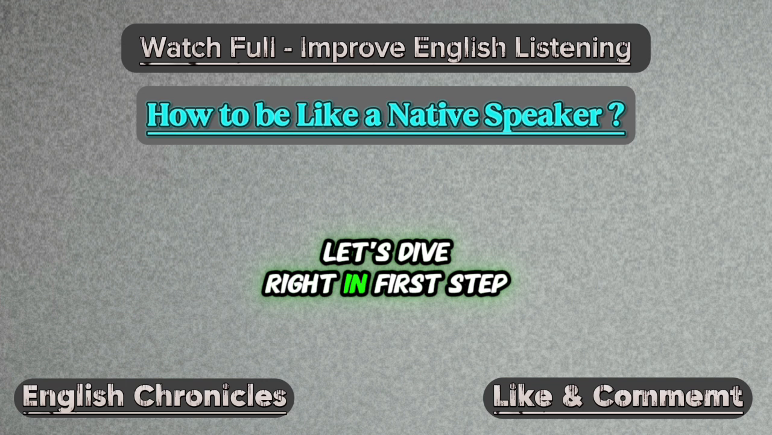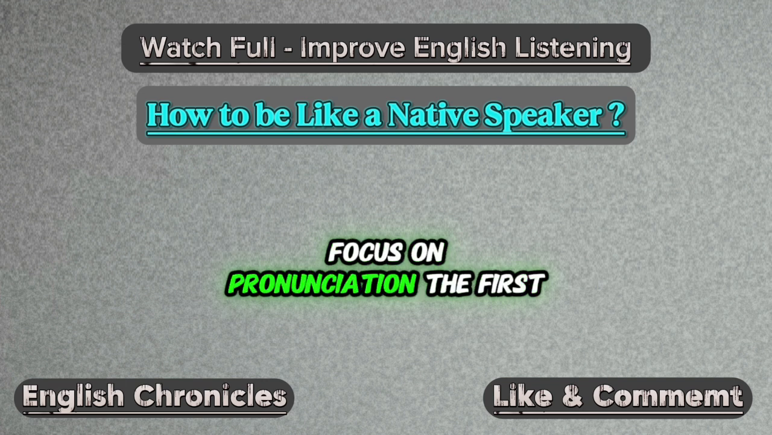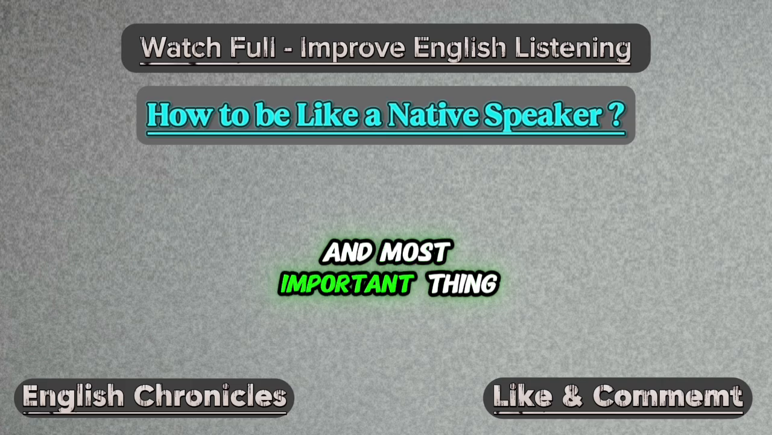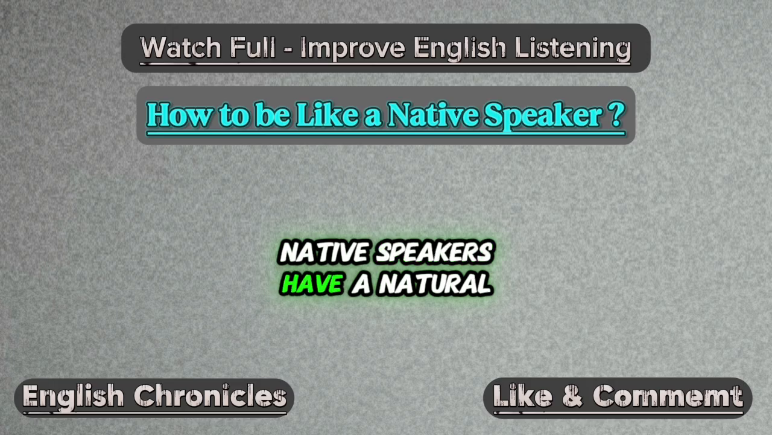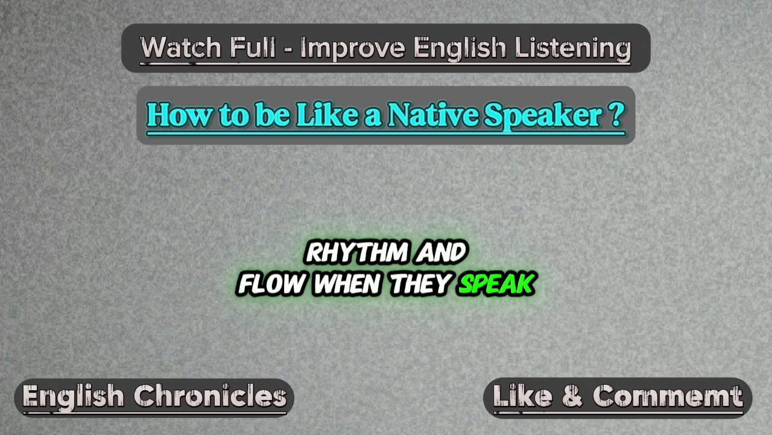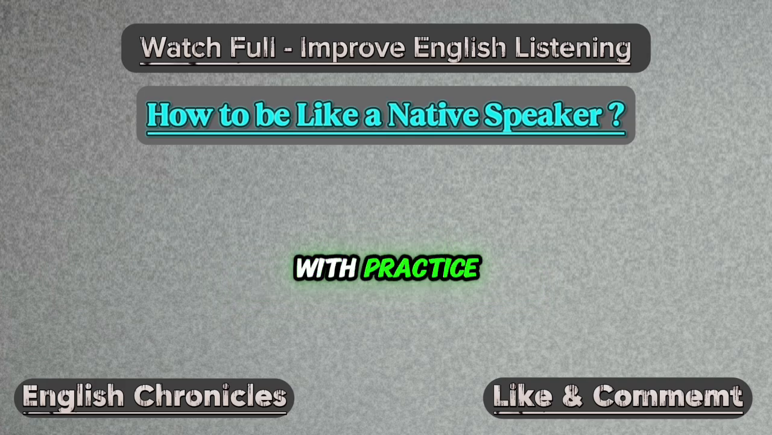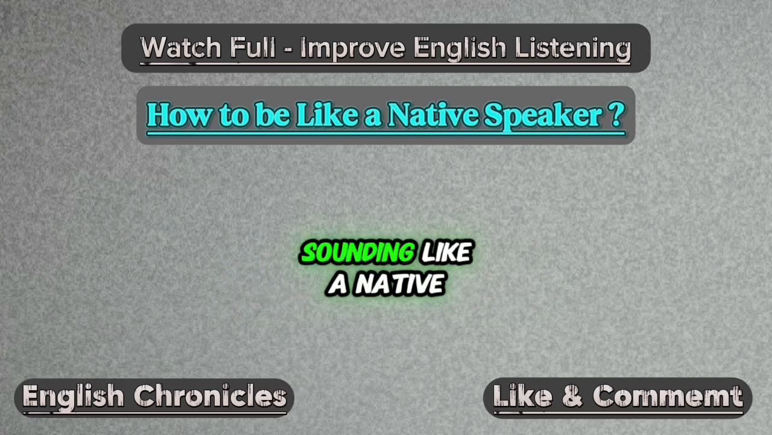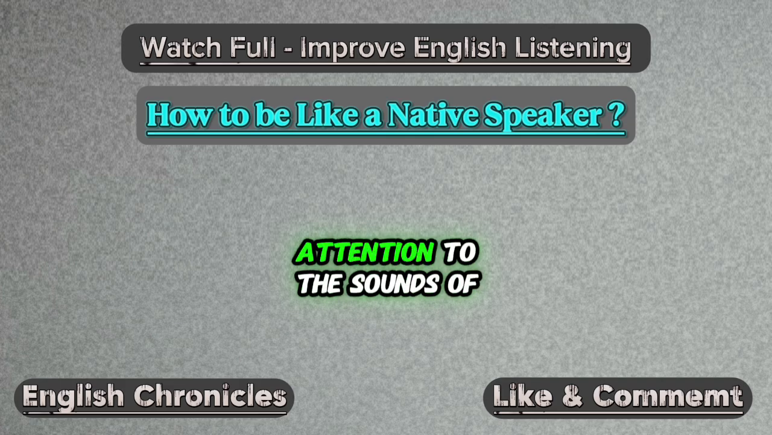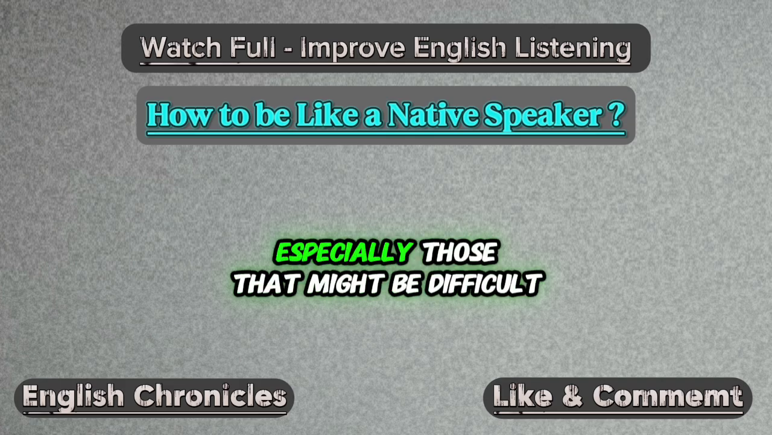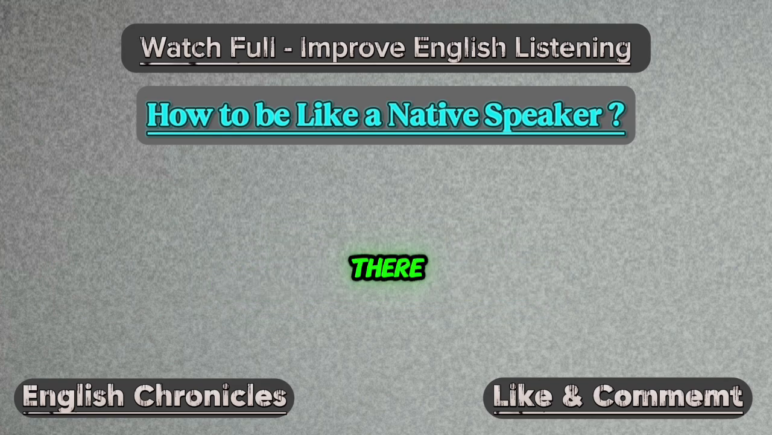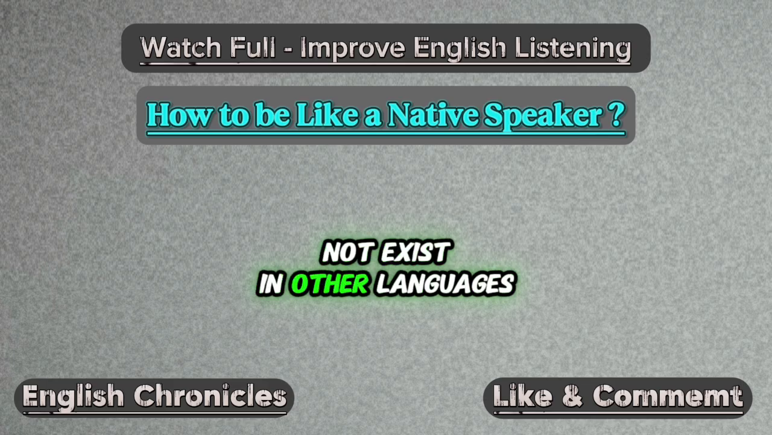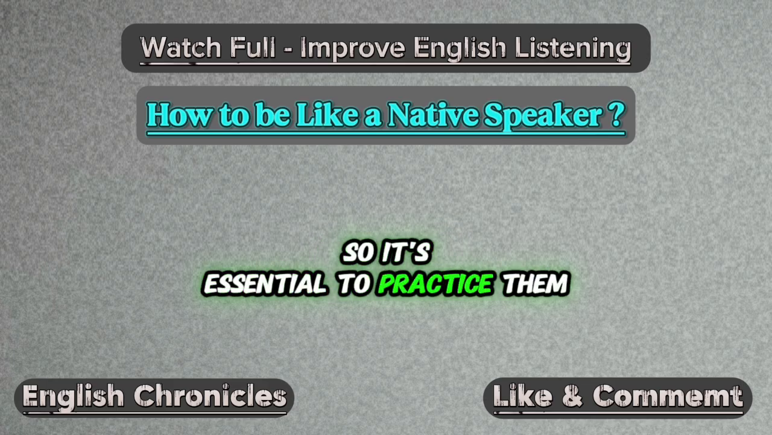Let's dive right in. First step, focus on pronunciation. The first and most important thing you need to work on is pronunciation. Native speakers have a natural rhythm and flow when they speak, and it's something that comes with practice. One of the keys to sounding like a native speaker is to pay attention to the sounds of the language, especially those that might be difficult for non-native speakers. In English, there are many sounds that do not exist in other languages, so it's essential to practice them.